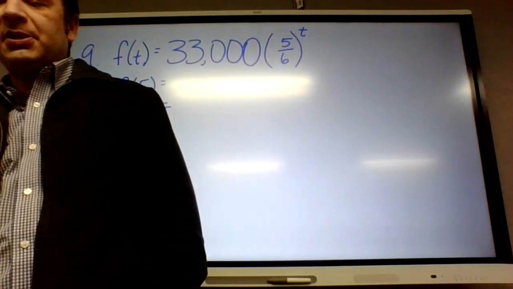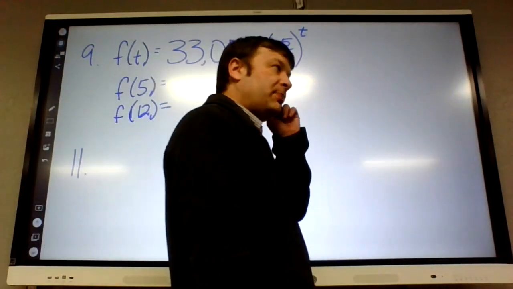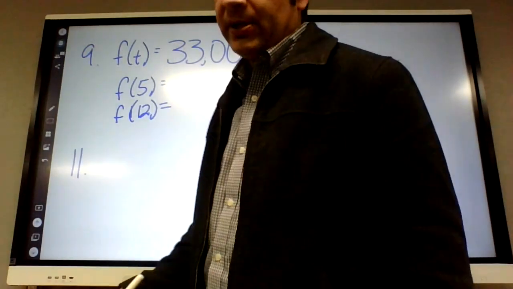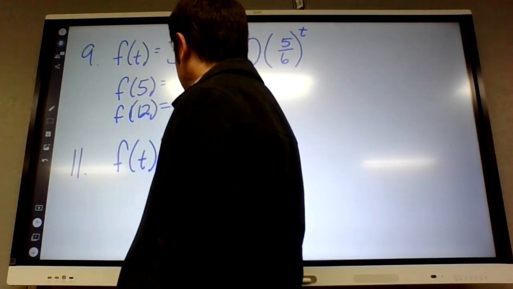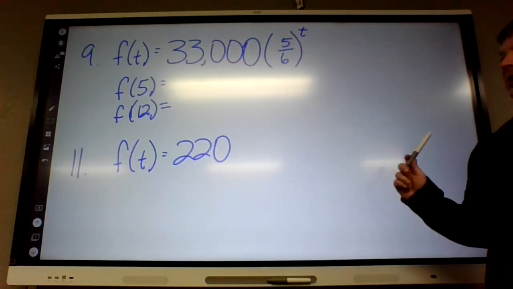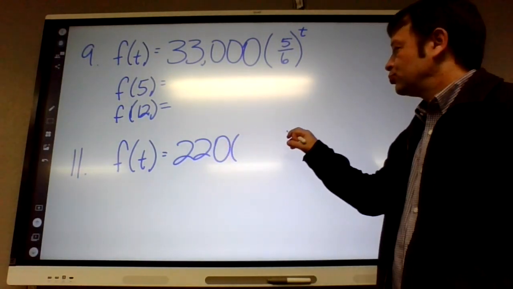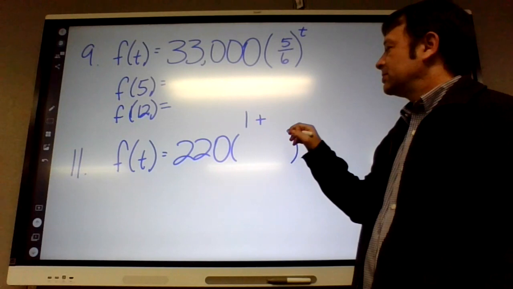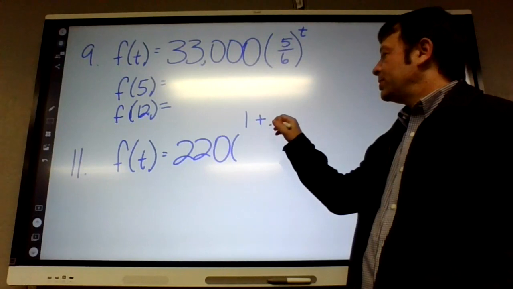A telecommunications company plans to expand its workforce of 220 employees by 3% each year. So we're starting out with 220 employees. So I'm going to do f of t equals 220. Okay, how do I increase that amount by 3%? One plus, what's 3% as a decimal? Point.